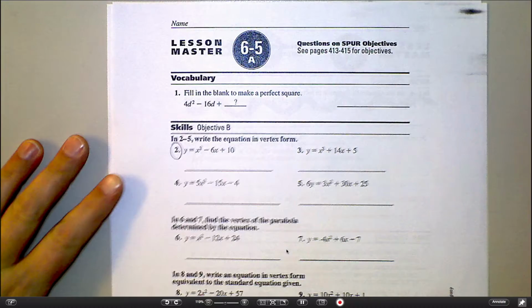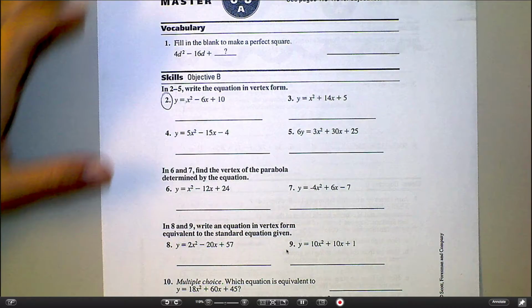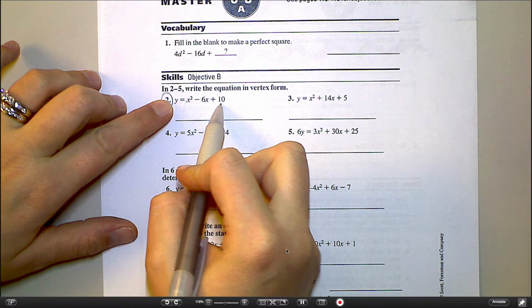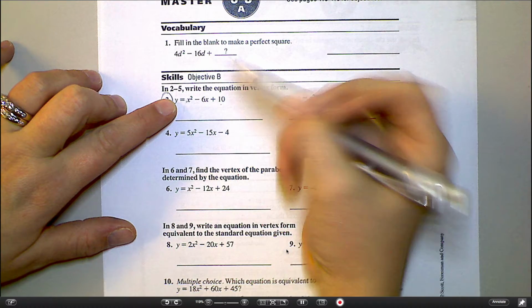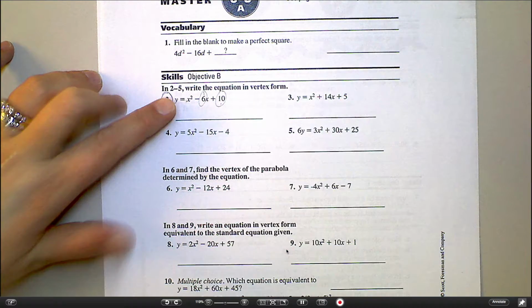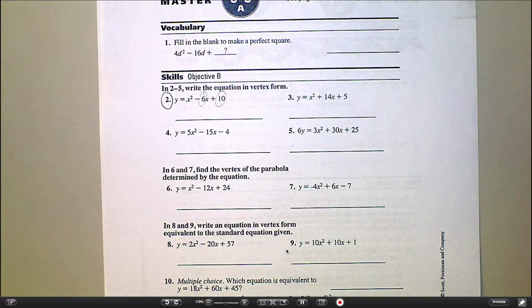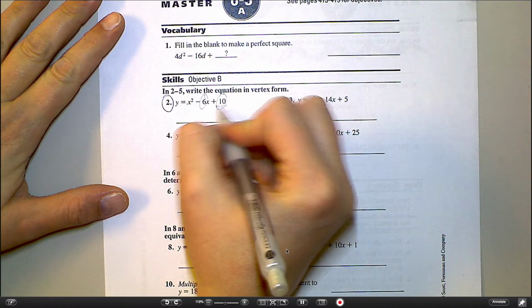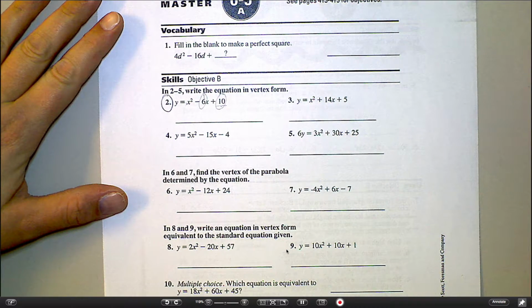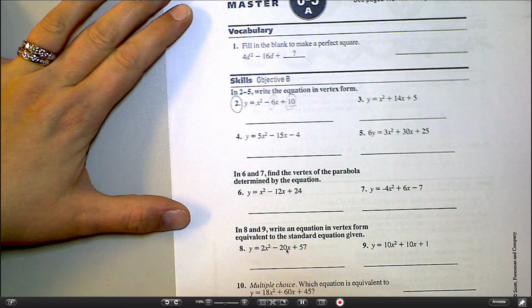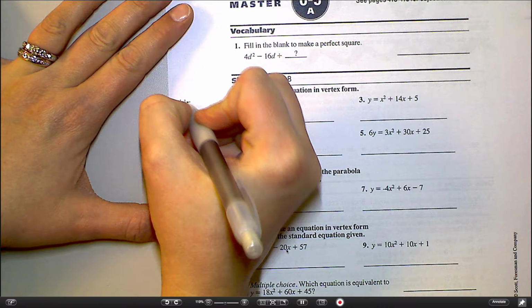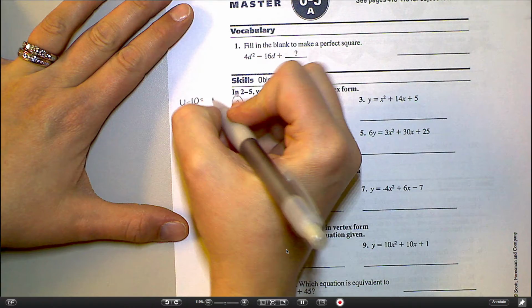Okay, so number 2. To do completing the square, we would love this to be a perfect square trinomial, meaning something where this number and this number have a common factor, okay? Now, in this case, we don't have that. So what I'm going to do is I want to replace this 10 with a different number. So I'm going to move that 10 out of the way. I'm going to move it to the other side, and I'm going to write this as y minus 10 equals x squared minus 6x.